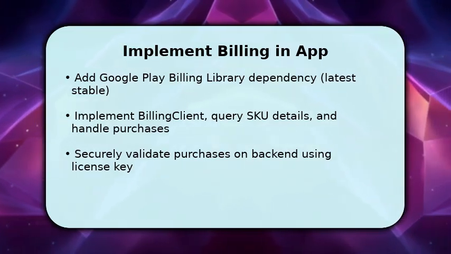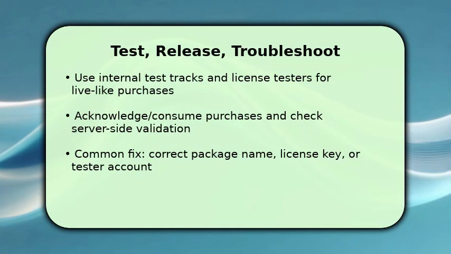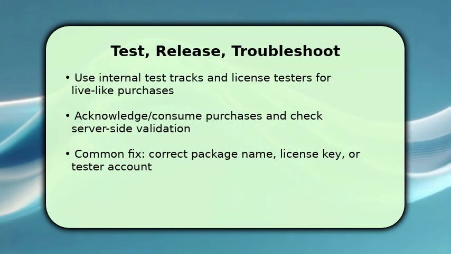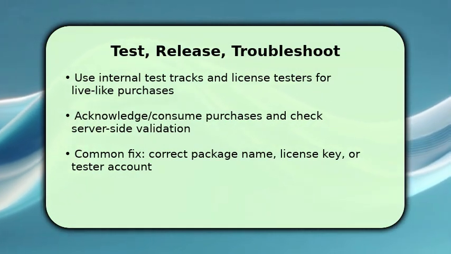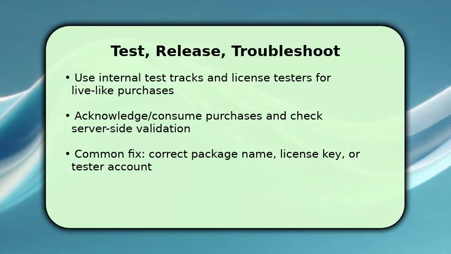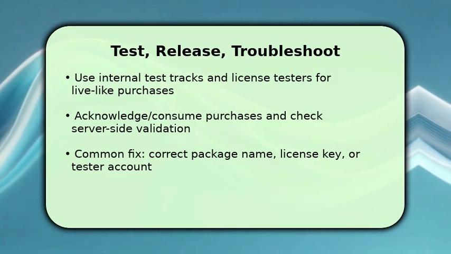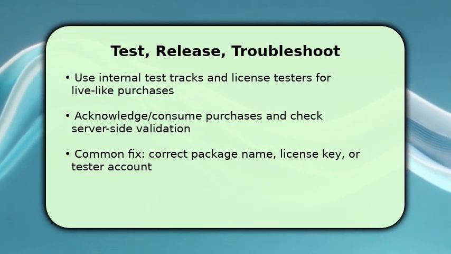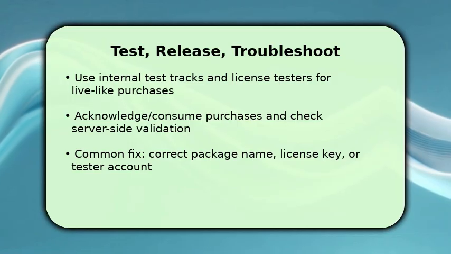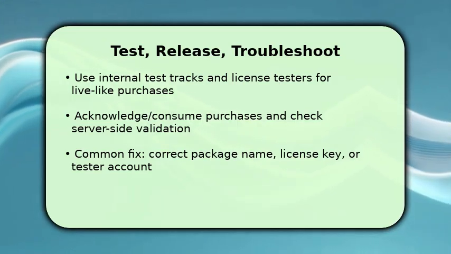Finally, test thoroughly using internal or closed testing tracks and add tester emails in the Play console. This simulates real purchases without charges. Upload the signed app to the test track, perform purchases, and confirm your app acknowledges and your backend validates receipts. Once tests pass, promote the build to production.